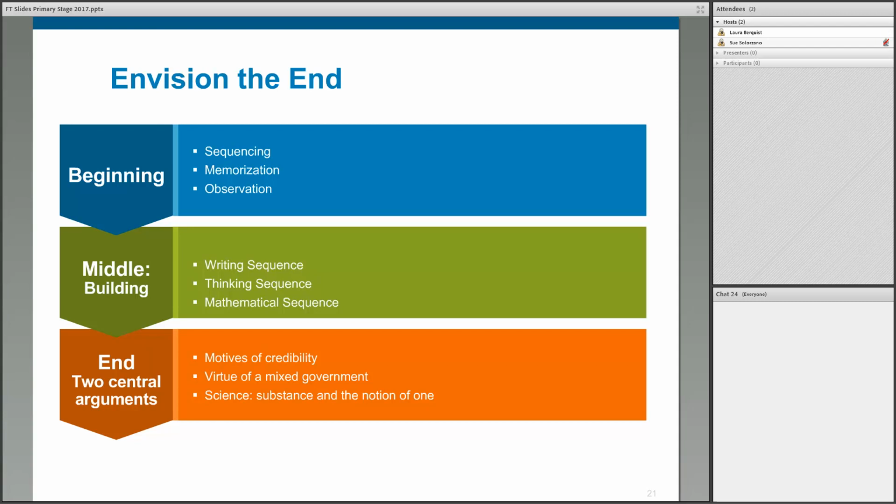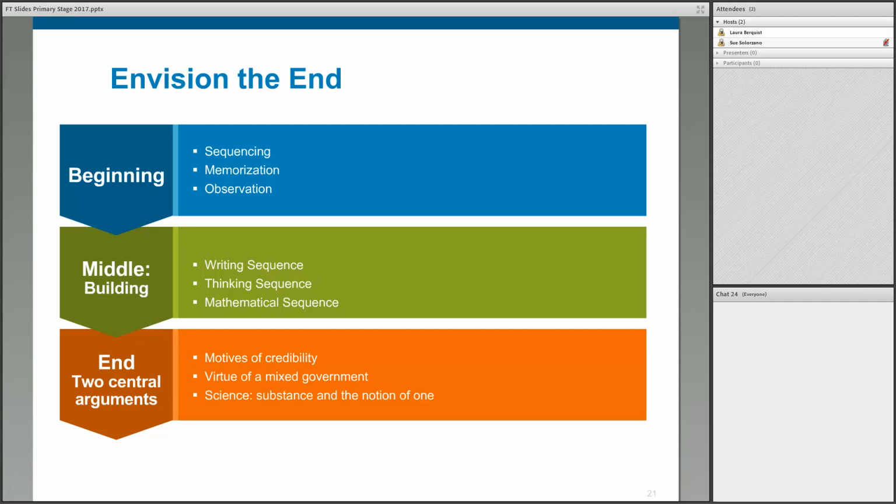Now, in our high school program, we're ordering them to 3 central arguments. The motives of credibility, which has to do with the argument that starts with, I can show by reason that God exists, and ends with, the Catholic Church is the true church. I want every kid who graduates from my program to be able to make that argument. We will also be looking at the virtue of a mixed government. So when we get to the high school program, we'll be talking about these in more detail. And in science, among all the other things, there's an overarching concern with what is a substance? What makes something a one? And that's because it's an absolutely crucial philosophical distinction.